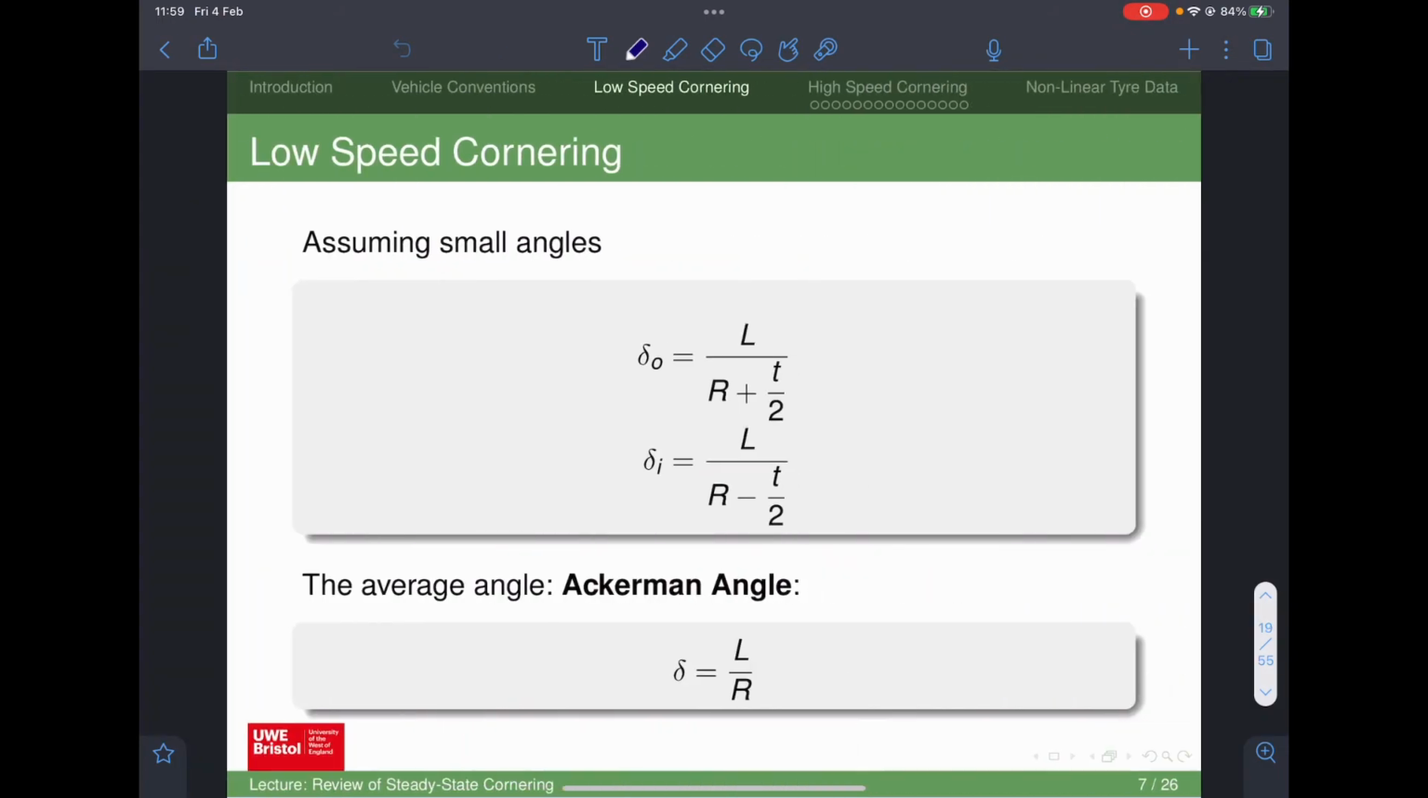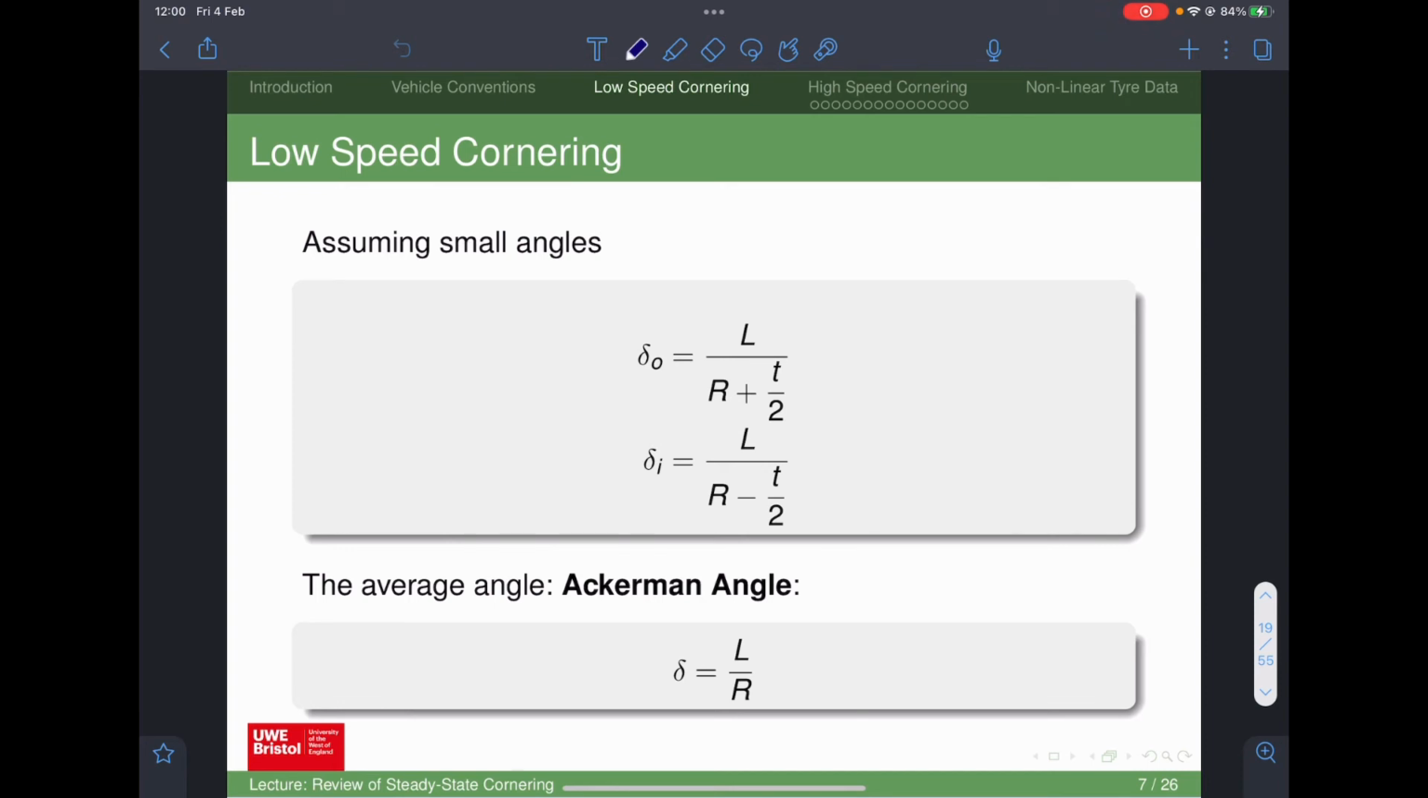But what you can do is average the two together, and the T over 2 term disappears. You end up with what's known as the Ackermann angle, which is the average steer angle of the two sides. So if you know the wheelbase and the radius of the corner, you can work out what steer angle you would need in low speed conditions to go around the corner: L upon R. That will give you a number in radians. If you want to convert it into degrees, you multiply it by 180 divided by pi, and you get the value in degrees.